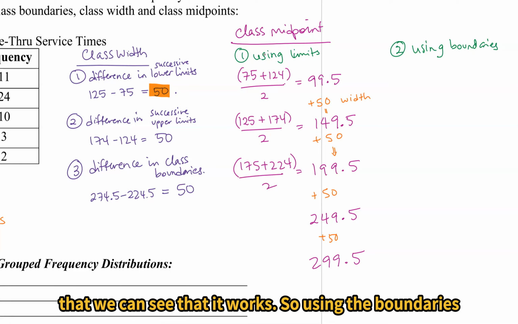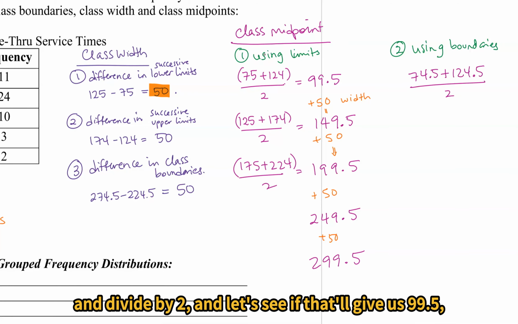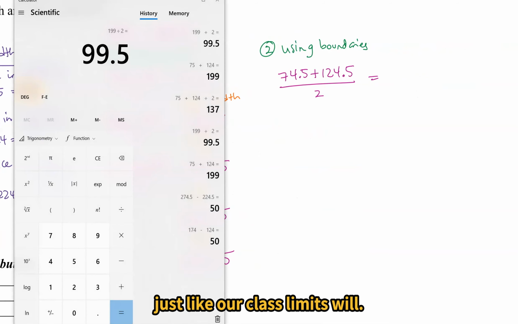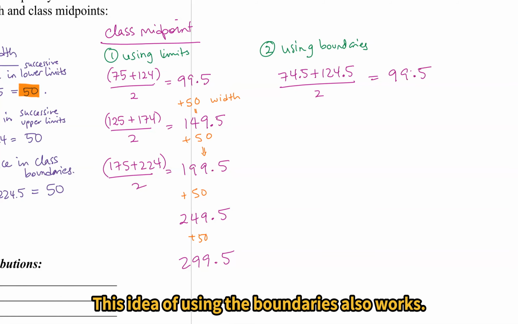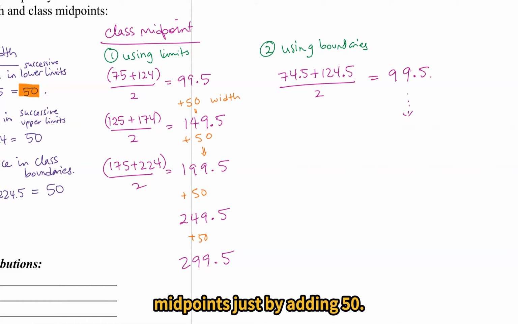So using the boundaries, I can take 74.5 plus 124.5 for the first class and divide by 2. And let's see if that'll give us 99.5, just like our class limits will. 74.5 plus 124.5 equals, divide by 2, 99.5 again. This idea of using the boundaries also works. And again, we can still get our other midpoints just by adding 50.